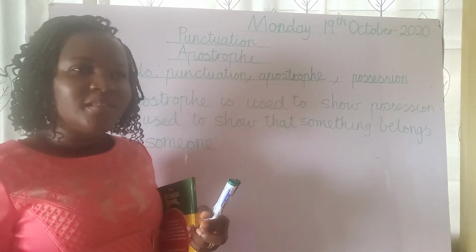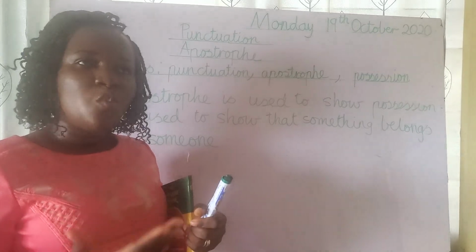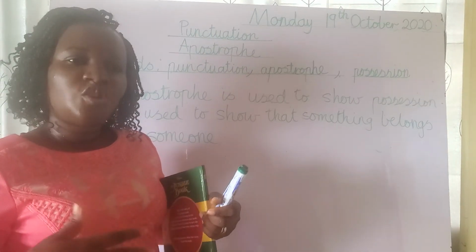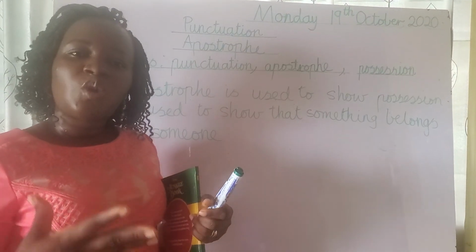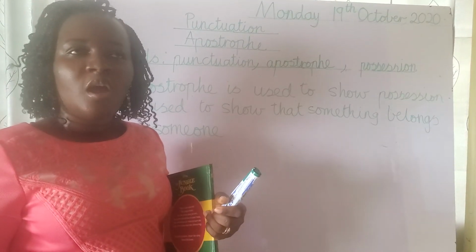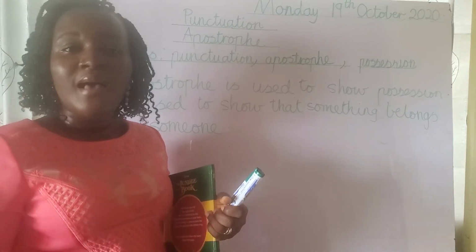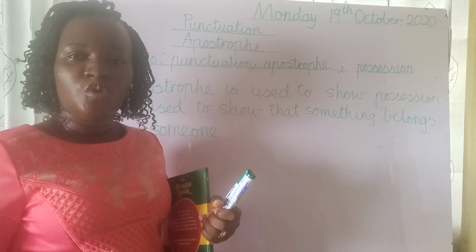So try it out at home when you are speaking with your siblings, with your friends. Try using the apostrophe. You can try your hands on lots of examples and we can discuss them when we have our Zoom meeting on Tuesday.